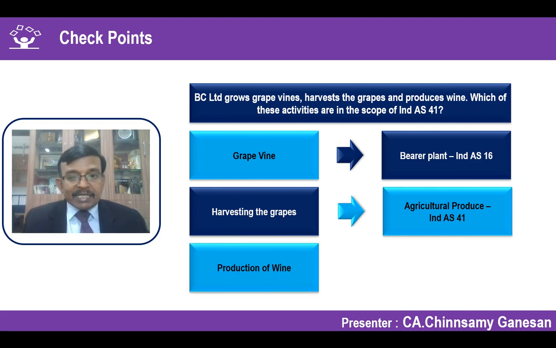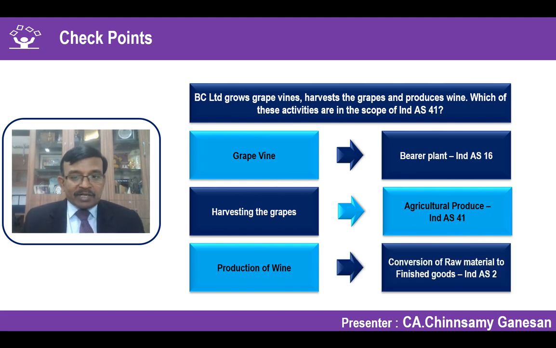What happens for the agricultural produce? We are plucking out the agricultural produce. So after the harvest, we said it has to move to Ind AS 2. When we are producing wine, whatever I have plucked out becomes the raw material for the wine production, and that is covered right from the raw material stage to the finished goods stage as per Ind AS 2.